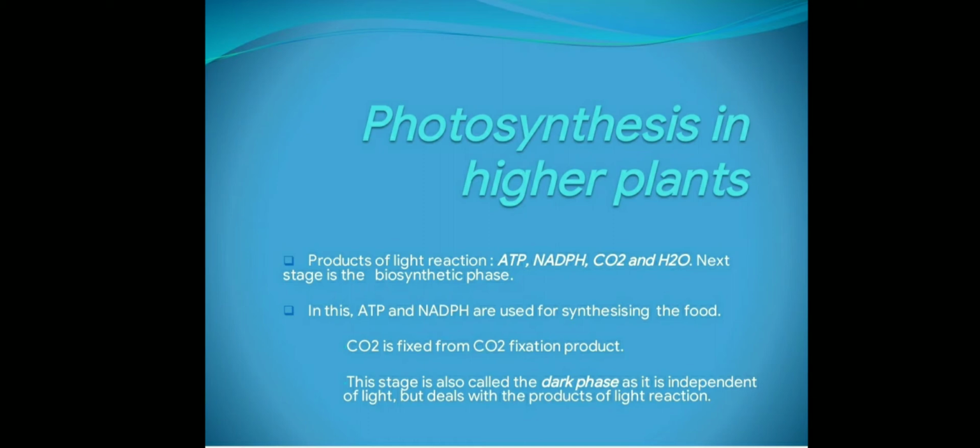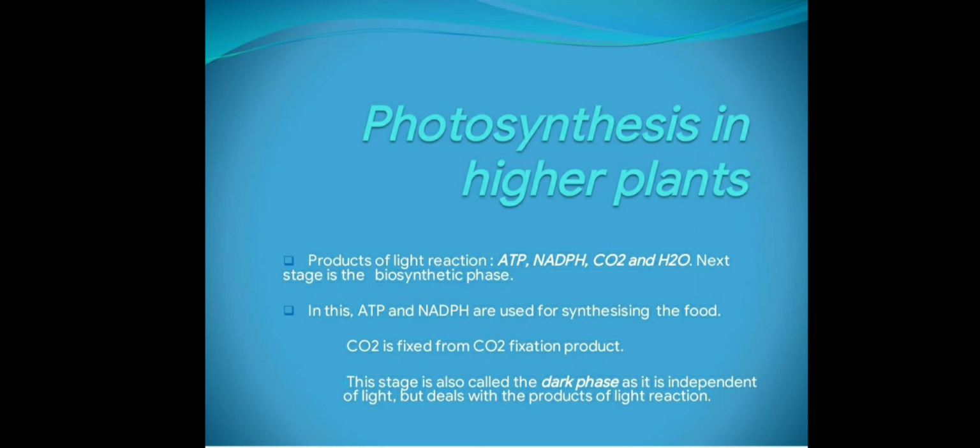So we are discussing the first one, the C3 pathway. As I told you, in the C3 pathway the first primary product formed is a 3 carbon atom compound. Calvin and his co-workers worked together and came to the conclusion that CO2 is reduced to form glucose, and this C3 cycle occurs in all photosynthetic plants, which we are discussing now. There are some phases in the C3 cycle.